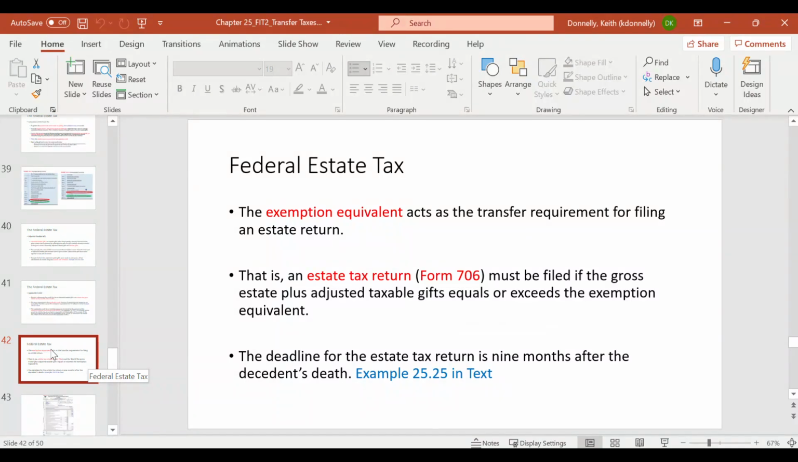We said the gross estate also includes certain automatic transfers. One of the things we can do with property is we can use an alternative valuation date of 6 months later to value the property. Regardless, 9 months after date of death is when the return itself is actually due. So you have date of death, 6 months later, you can use an alternative valuation date, and 9 months after date of death, the return is due.